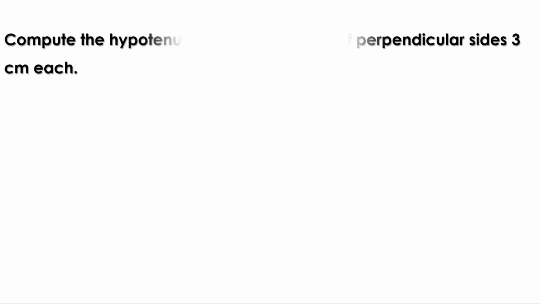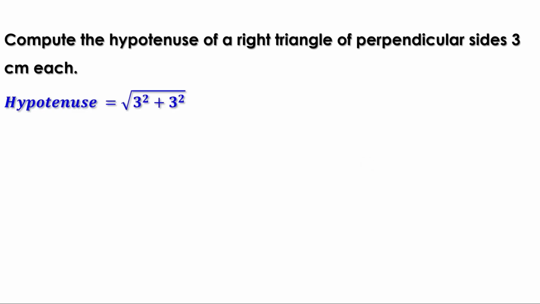For example, compute the hypotenuse of a right triangle of perpendicular sides 3 cm each. We know the hypotenuse is equal to root of base square plus altitude square. Here, both the perpendicular sides are 3 cm. Therefore, hypotenuse equal to root of 3 square plus 3 square. 3 square is 9. So, this can be written as root of 9 plus 9. 9 plus 9 equals 2 times 9, or 2 into 9. So, this can be written as root of 2 into 9.